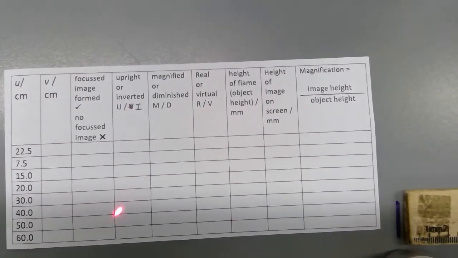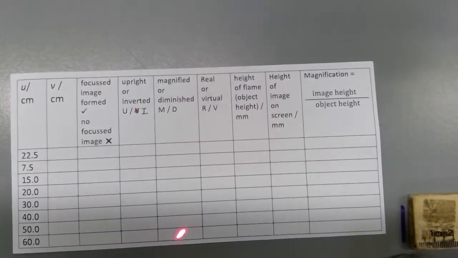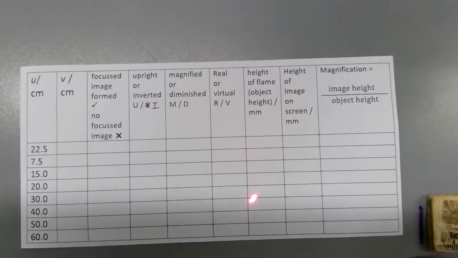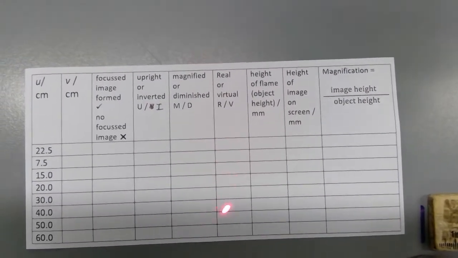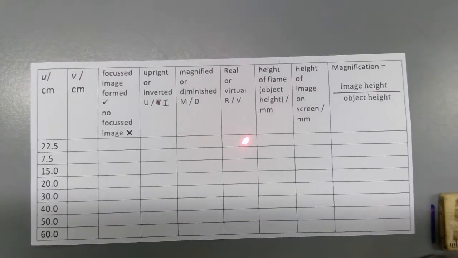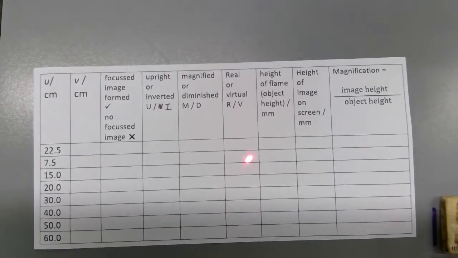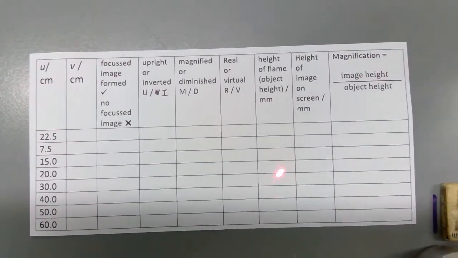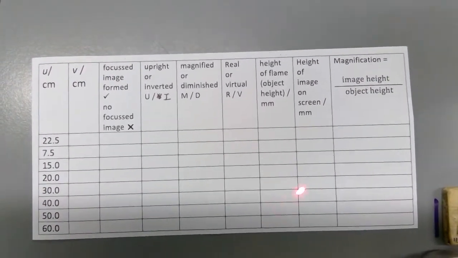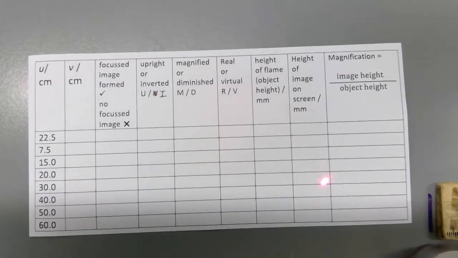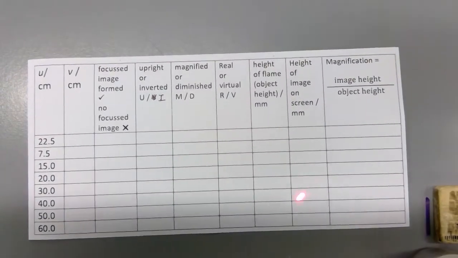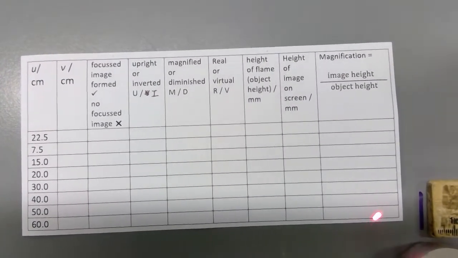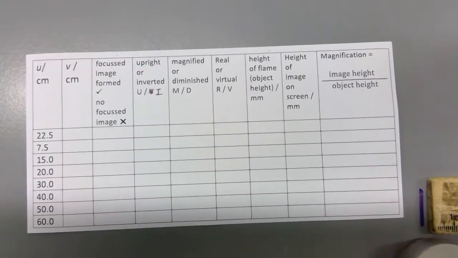Is it upright or inverted? Is it magnified or diminished? Is it real or virtual? Of course, if we see a focused image on a screen, it must be a real image. Then we actually measure the height of the flame, which should stay roughly the same, that's the object, and the height of the image on the screen, and then we can work out the actual magnification from that. So that's what we're going to proceed to do now.